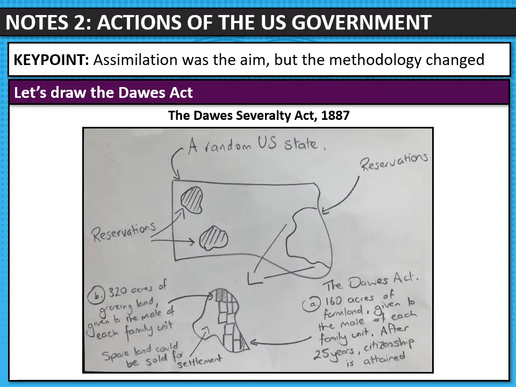Here's a drawing of what the Dawes Act looks like. Reservations in random US states where Native American tribes could live were now to be broken up into smaller allotments. Therefore, this is known as Allotment Policy. Take a moment just to appreciate how these allotments were decided. Pause the video if you need to.